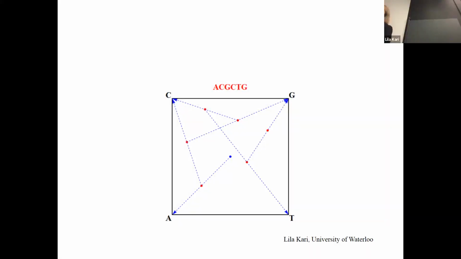So if you ignore the dotted lines, every DNA sequence is going to correspond to some dots in the unit square. It's going to correspond to some image, if those are pixels. Okay, so let me give you some examples of this.